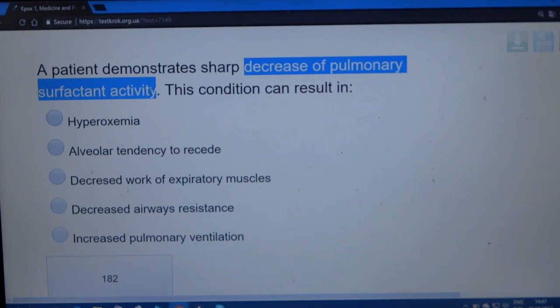So what happens when this condition is taking place? It results in alveolar tendency to recoil. Okay, that's what it is. Inability of the alveoli to come back to their normalcy, like there's a recoiling. So if it's not able to recoil, what happens? There will be collapse of the lungs. So basically, decrease of this surfactant activity leads to alveolar tendency to collapse. So that is your answer.